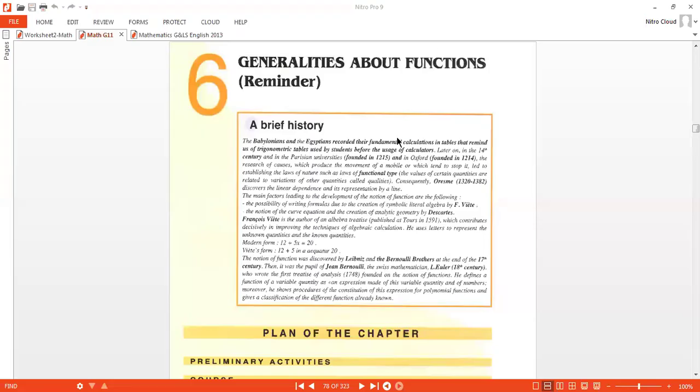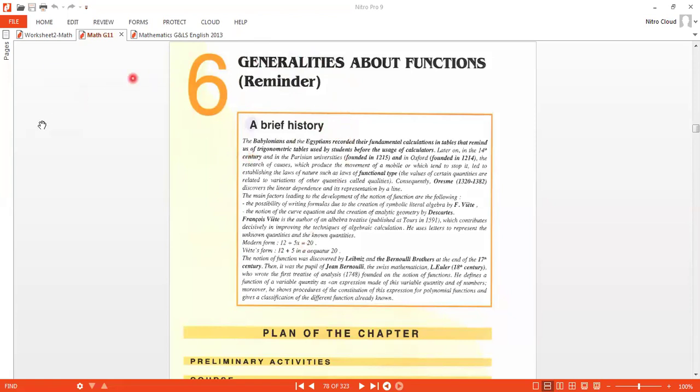Hello, grade 11. So this week we had our QP, and then we started with a new lesson, which is chapter 6, generalities about functions. This is also a reminder of the lesson that we have taken last year. So we are going to remember the important concepts that we have learned last year in order later to start with a new lesson, which is limits at a point or at infinity.